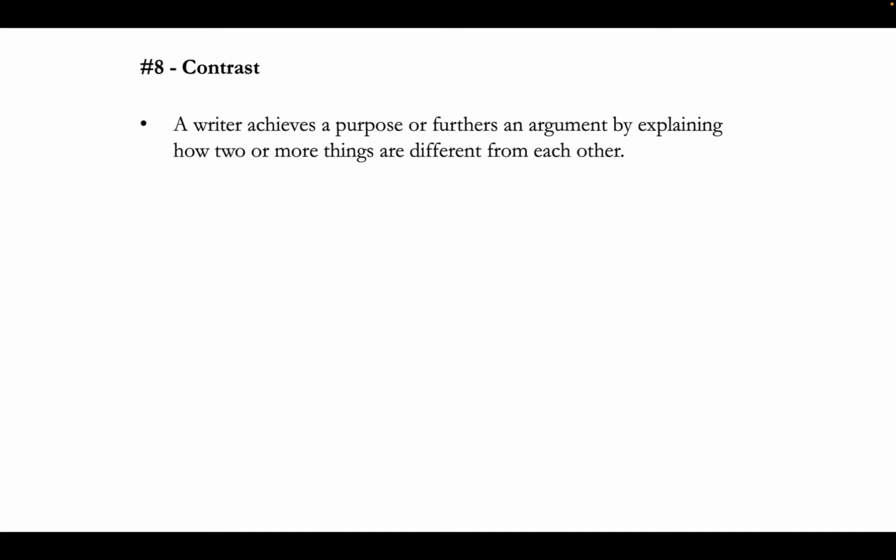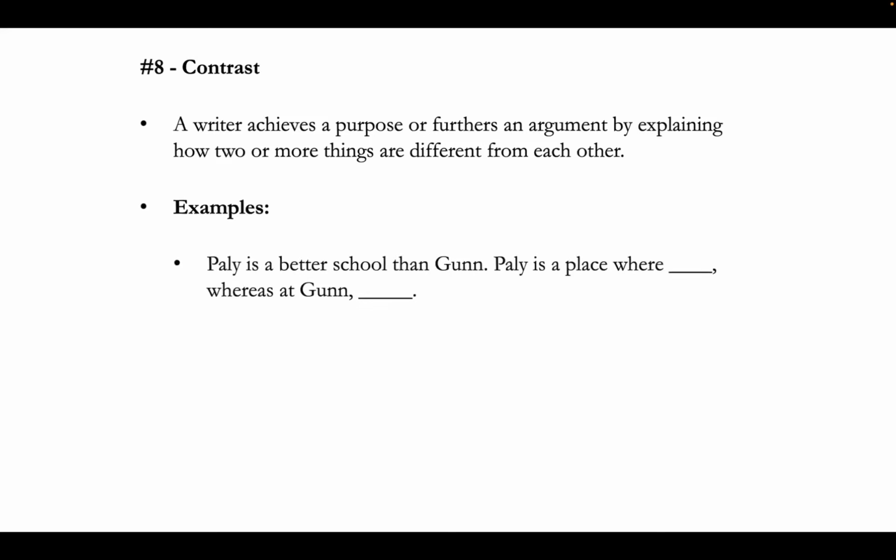All right, contrast is our next one. This is where a writer achieves a purpose or furthers an argument by explaining how two or more things are different from each other. Some examples. Pally is a better school than Gun. So, for example, you could say Pally is a place where blank, blank, and blank are true, whereas at Gun, none of those things are true. Or Pally is a place where we have X, Y, and Z, but at Gun, they don't have those things.